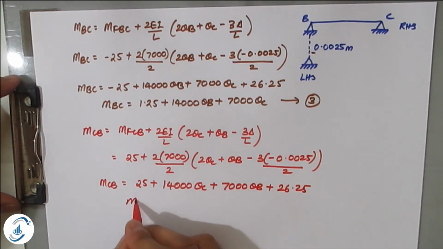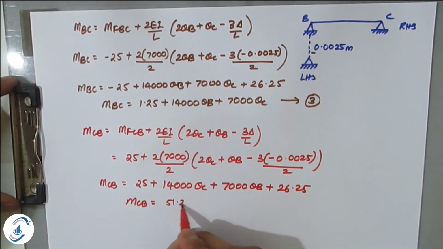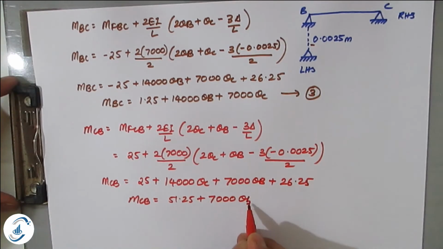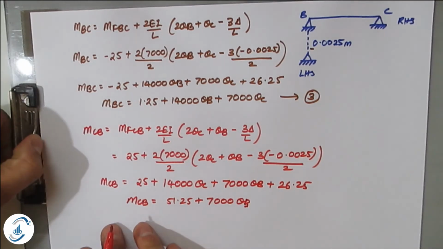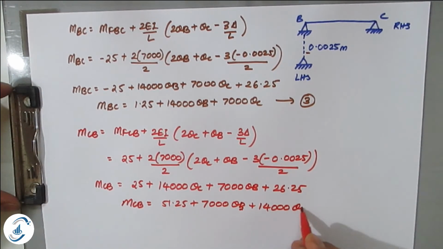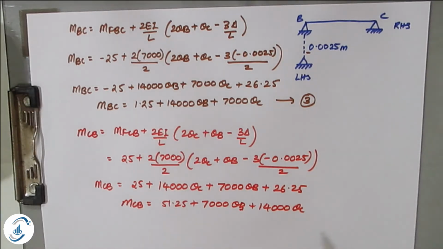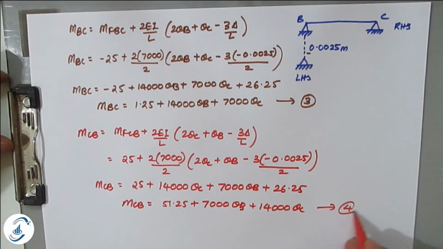So therefore MCB is equal to 51.25 plus 7,000 theta B plus 14,000 theta C. So I have rearranged the terms, first theta B, second theta C I have written. So this will be your equation number 4.